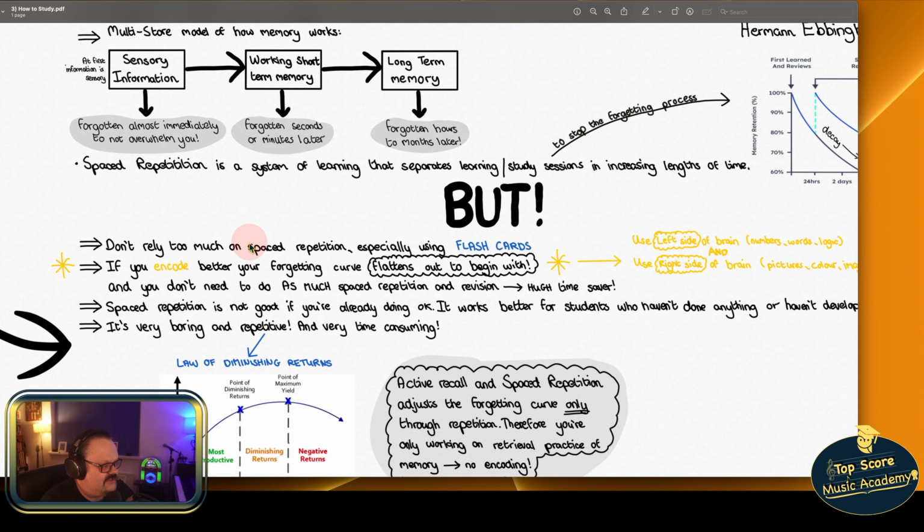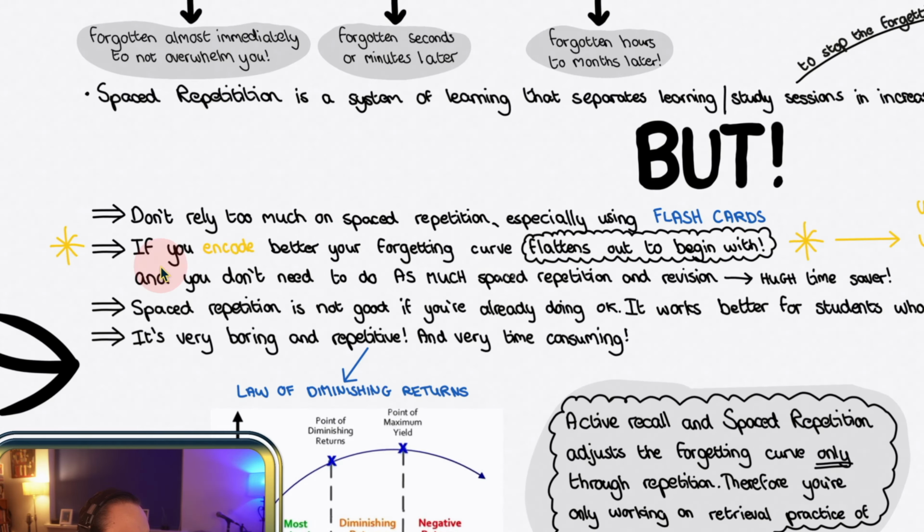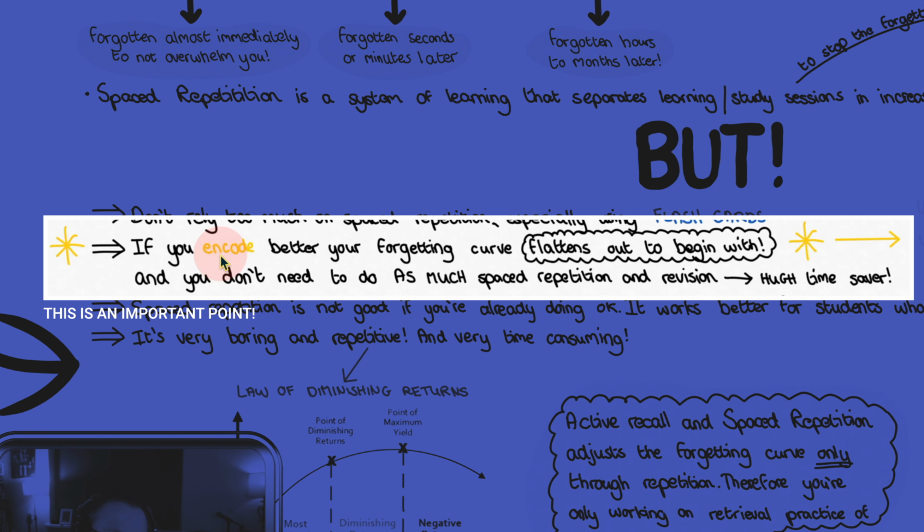So don't rely too much on spaced repetition either. Because if you've encoded the information better to begin with, through analyzing it and evaluating it and applying it to past papers, your forgetting curve flattens out to begin with. You should not have to constantly retrieve the information again and again and again. And you don't need to do as much spaced repetition and revision. You still need to do it, but just not as much.